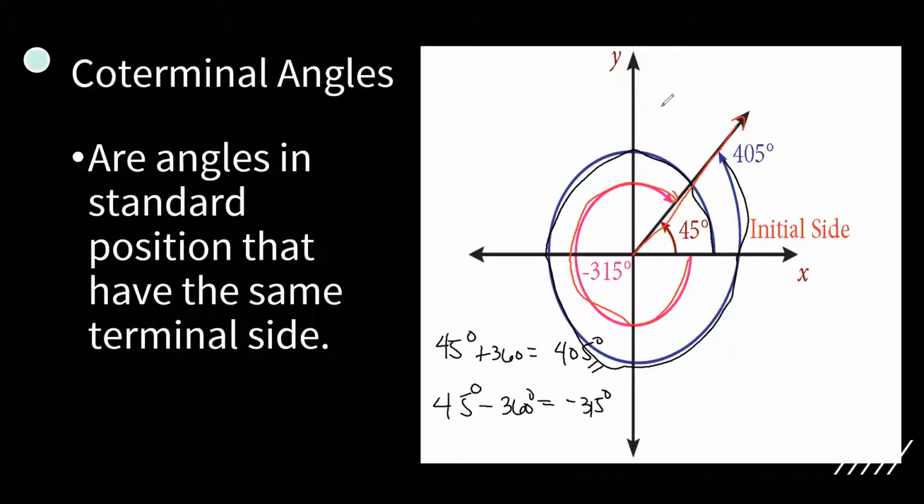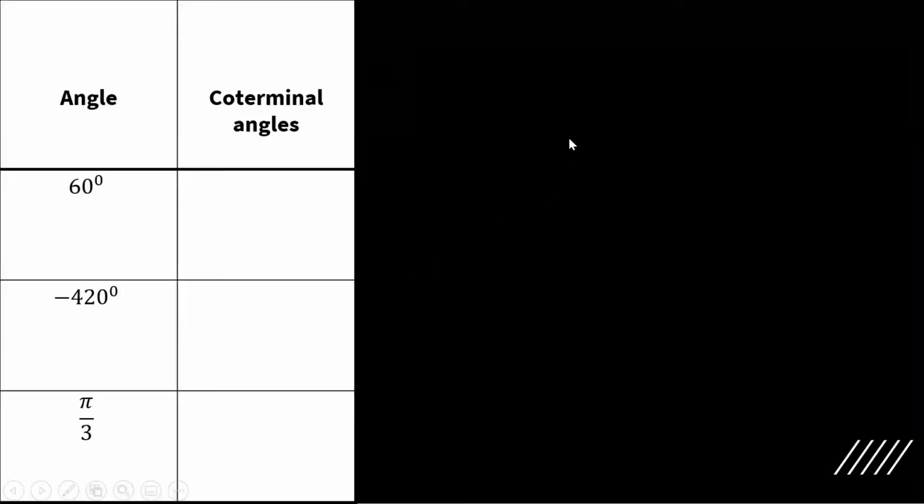So take note that there are infinite coterminal angles. If you want to find more coterminal angles of 45 aside from 405, just add another 360. If you want to find another coterminal angle of 45 aside from negative 315, just add another negative 360 degrees. So let's have the following example.